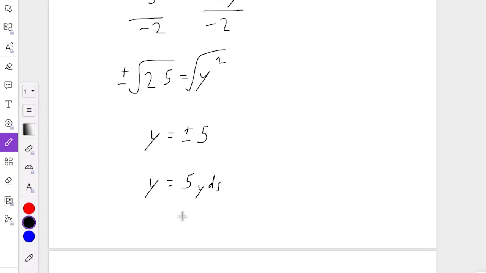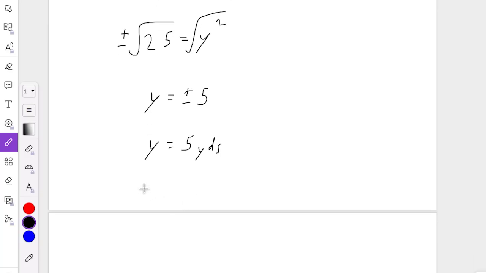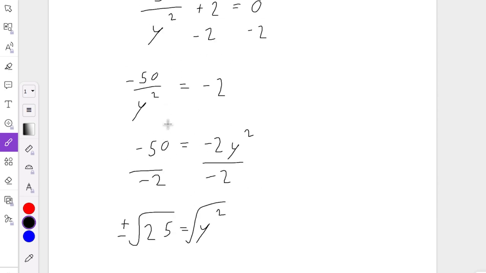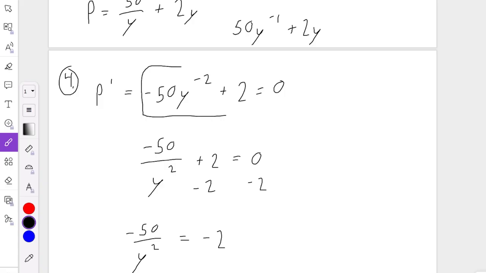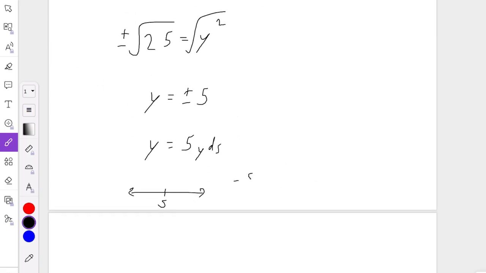We're not done yet. Technically, you're supposed to do a number line test. If you forget what that is, first of all, this is where you're plugging in points around 5. Like, for instance, we can test 4, and then we're going to test 6. And you're testing that by plugging it into the derivative function here, this guy here. Or you can even plug it into this version right here of the derivative. That's probably what I'll do. -50 over y squared plus 2.